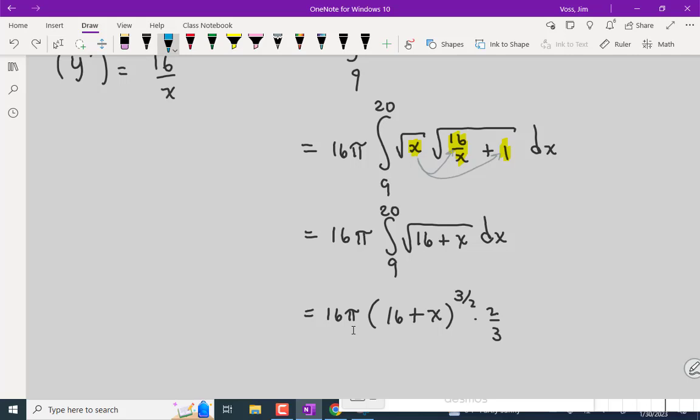How come that just became x instead of square root of x?